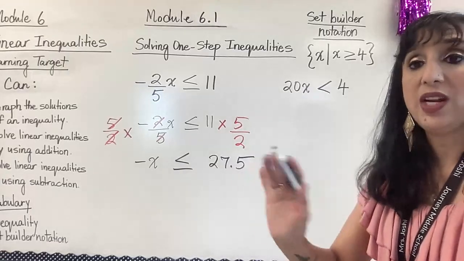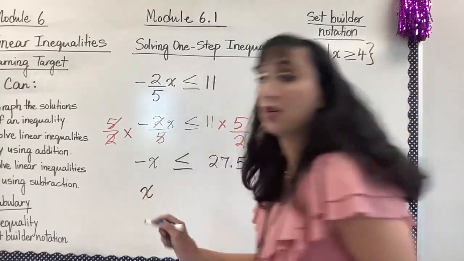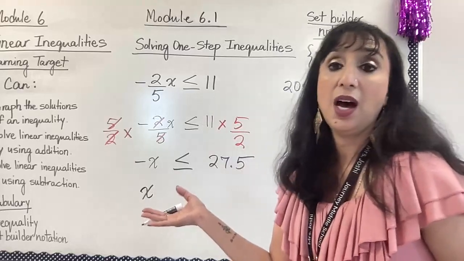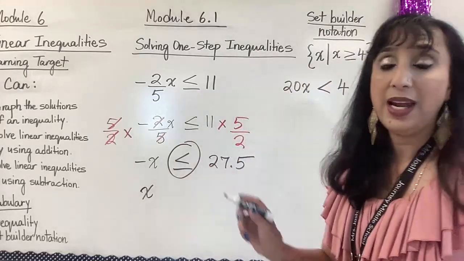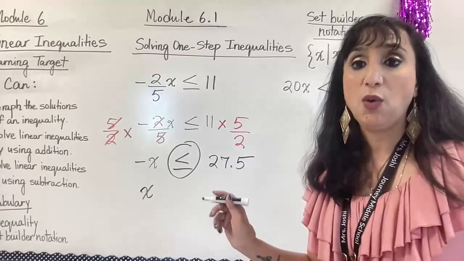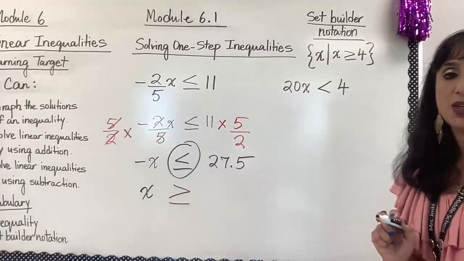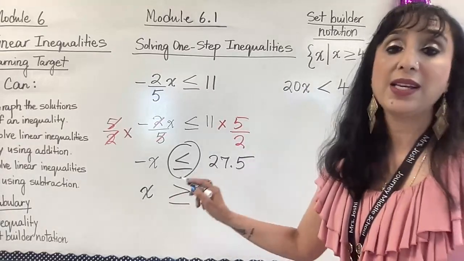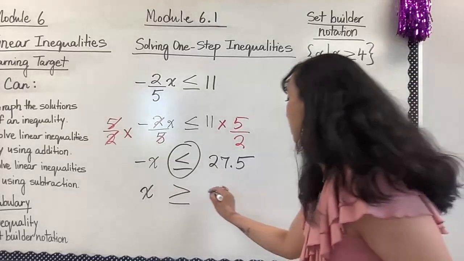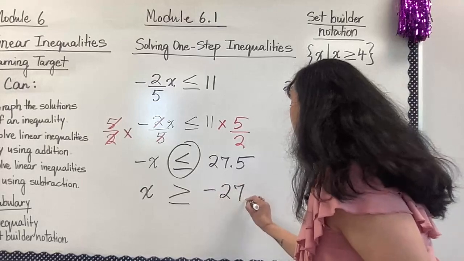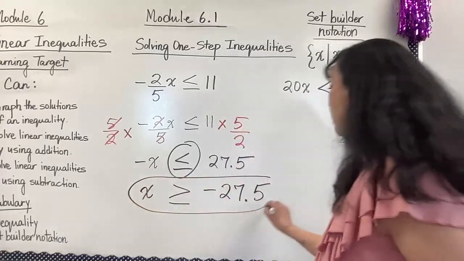And so what actually happens here is this is going to become x, because I need to have my variable as positive. And then I am going to flip the inequality. So instead of less than or equal to, x is greater than or equal to, and of course this becomes negative 27 and 5/10. So here is my answer.